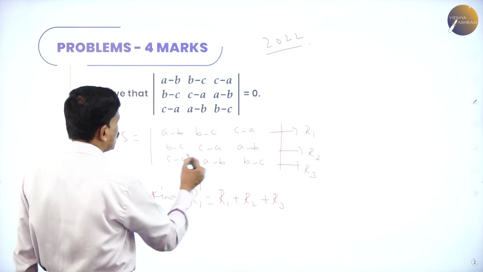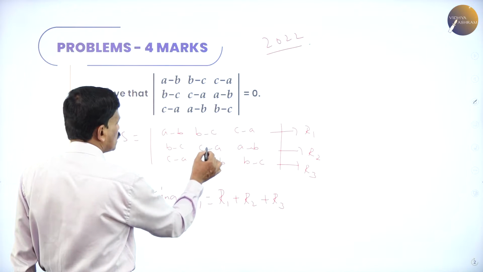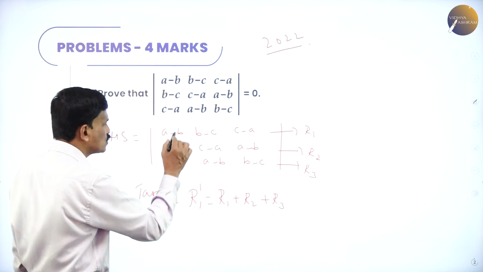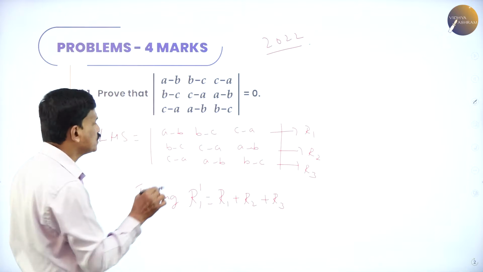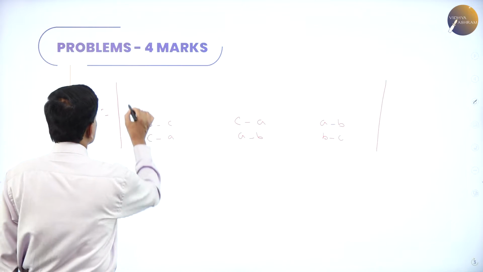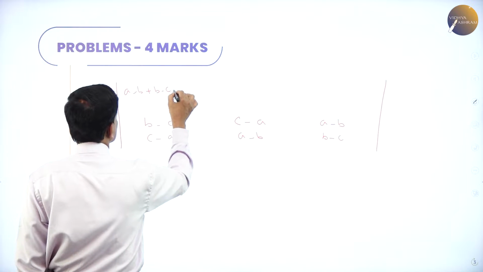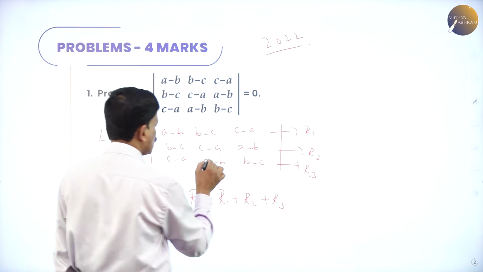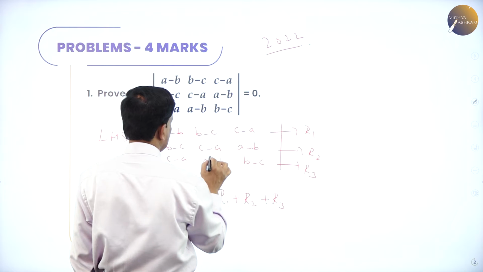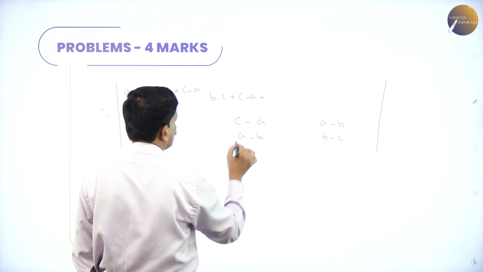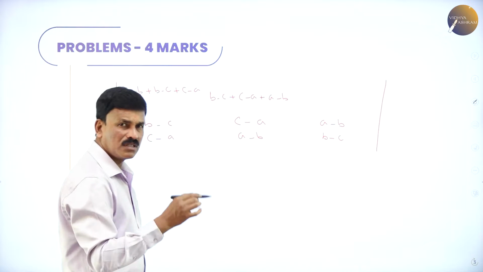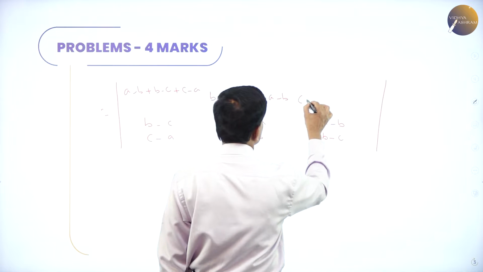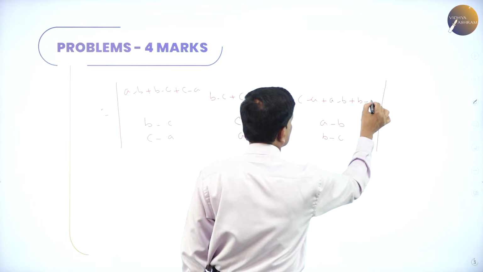Similarly, second element of row 1 is B minus C. Second element of row 2 is C minus A. Second element of row 3 is A minus B. Similarly, third element. So let us add first elements of R1, R2 and R3: A minus B plus B minus C plus C minus A. Similarly, add second elements: B minus C plus C minus A plus A minus B. Similarly, for the last element, add C minus A plus A minus B plus B minus C.